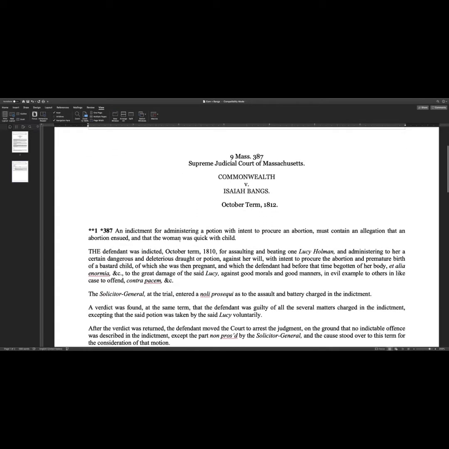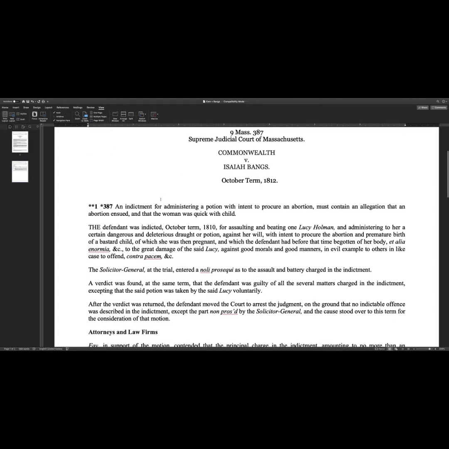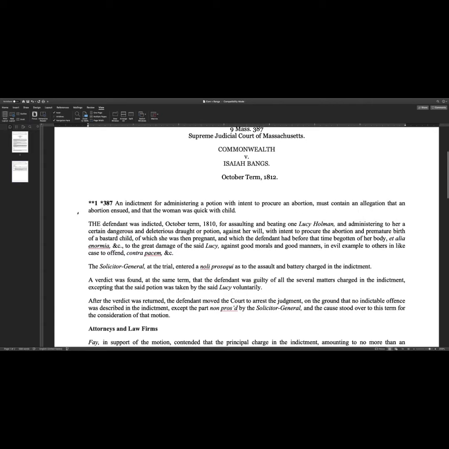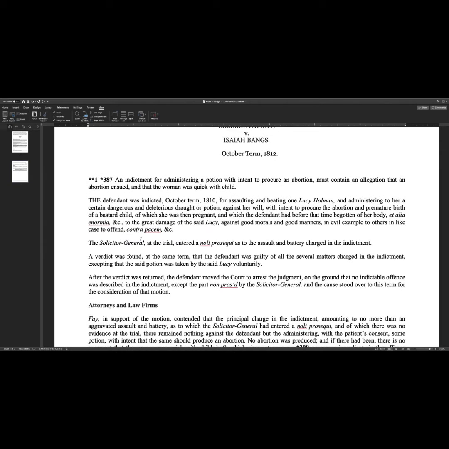the Commonwealth against Isaiah Bangs. And it's an indictment for administering a potion, so it's an abortifacient. It's some kind of potion that induces abortion or miscarriage, either way, to procure an abortion. And it says an indictment for administering a potion with intent to procure an abortion must contain an allegation that an abortion ensued and that the woman was quick with child. So that's what this case is, that we've passed the point where she can begin to feel the child moving, meaning a soul has entered the child, right? Or just meaning that it's gone along far enough.